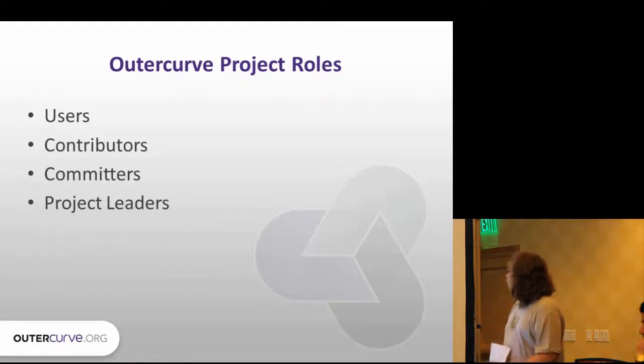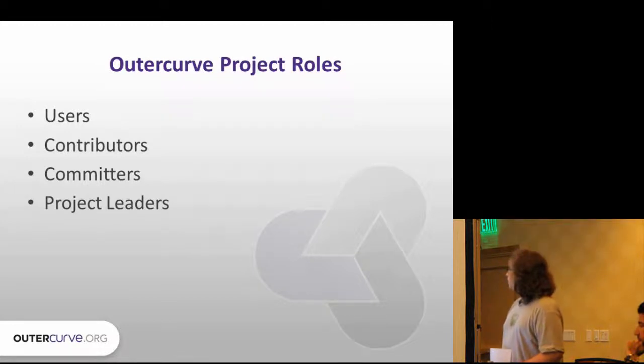The OuterCurve project roles, and these are important, are that we have users, who are obviously the people that use your software. You have contributors, and we differentiate that from committers, because contributors are people who provide a bug report, documentation, test cases, and in some cases code, but they're not actually committing to the repository. They don't have commit rights. But all that stuff is important. This is what builds communities. This is what builds projects. You need all of that.